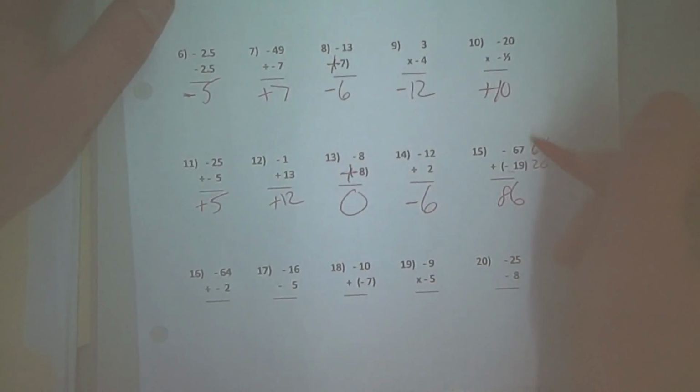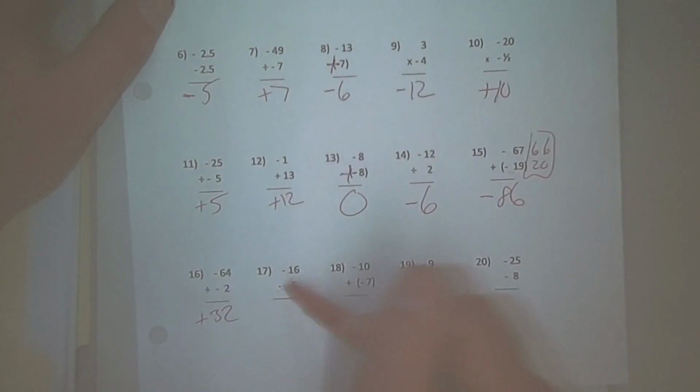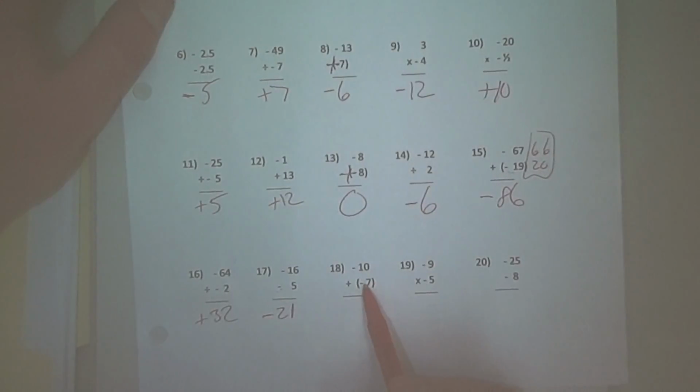That's how I do it in my mind. That's Common Core math. Excellent, I love Common Core. 66 plus 20 is 86, negative, and a negative is a bigger negative. 64 divided by 2 is 32. Negative divided by a negative is a positive. Negative 16 minus 5. Same sign, add. Becomes 21, and that's negative. Negative 10 plus a negative 7. Same sign, both negatives, I add to get a bigger negative, which is negative 17.